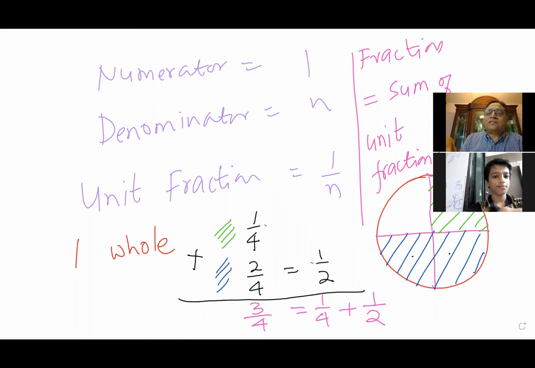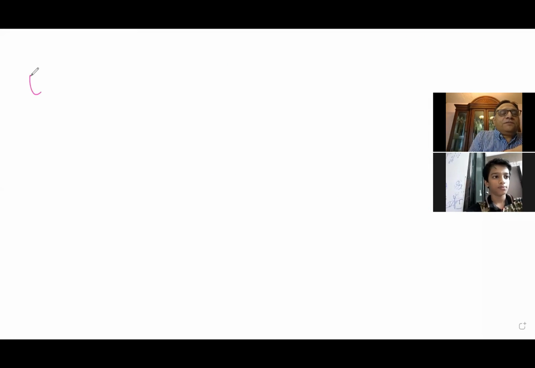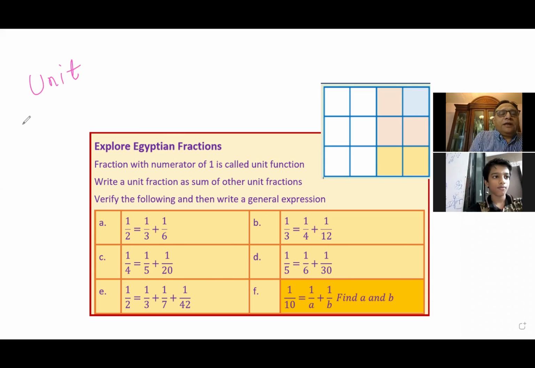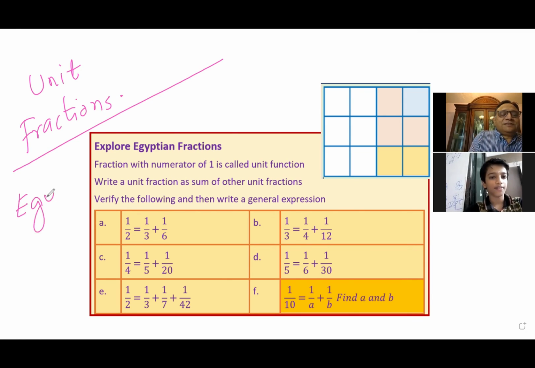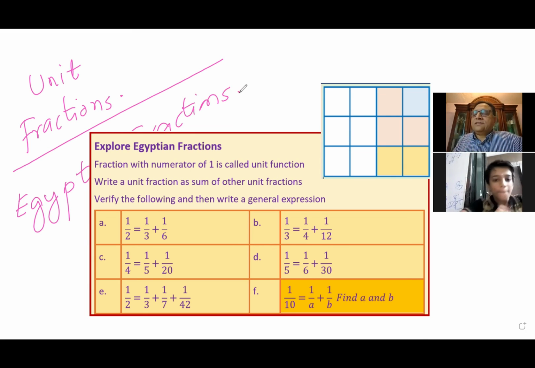Now, let's take it to the next level. These unit fractions, let's talk about it more, are also called Egyptian fractions. This is where it gets more advanced and interesting. And our today's exercise is to understand how to write each and every fraction as a combination of unit fractions. Does that sound good, right?